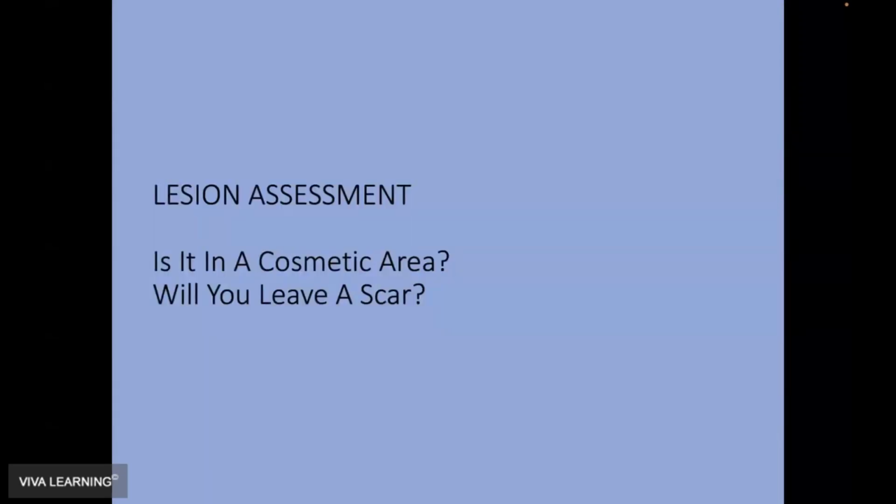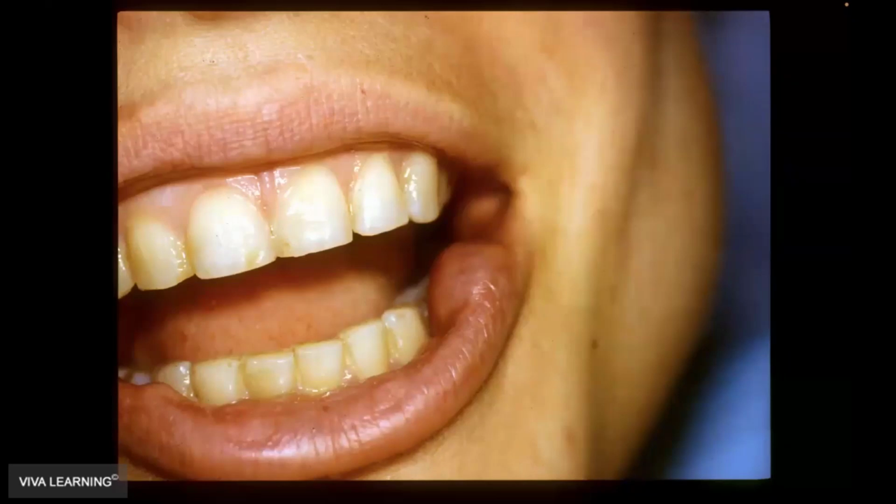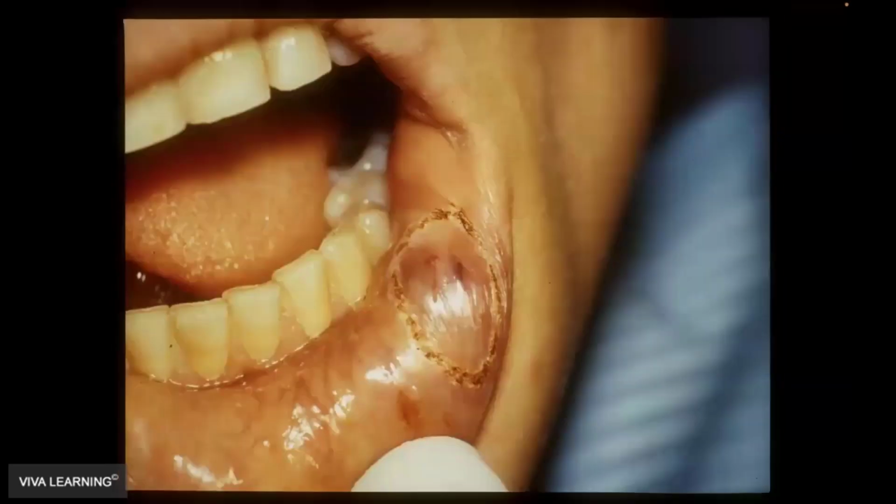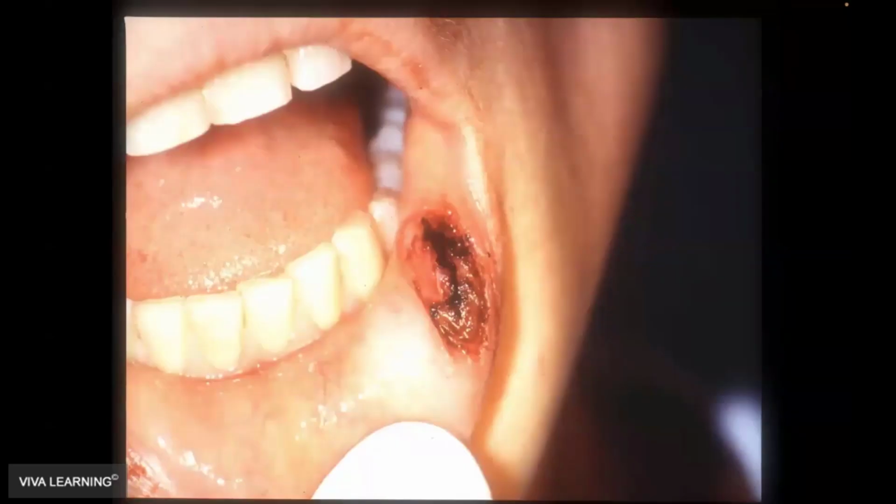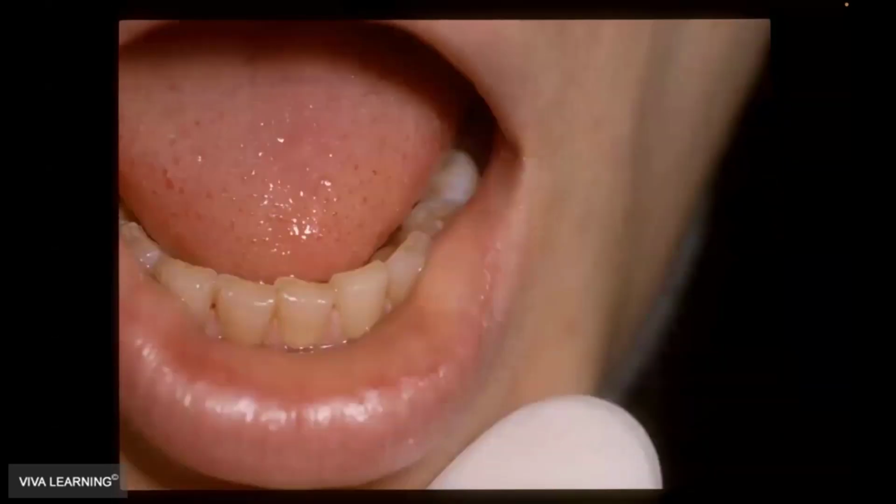Is it in a cosmetic area? Will you leave a scar? This mucocele is right on the border of the vermilion border of the lip. Past the vermilion border, I might create a scar, so you got to be careful. Large lesion, using a laser or a scalpel or whatever you want to use. You can go circumferentially around it, cut it out, let it heal by secondary intent, and you're all set. Simple, easy, not a big deal whatsoever. I am within the vermilion border, not past the vermilion border, so I'm not going to leave a scar, and that's what it looked like 2 weeks later.